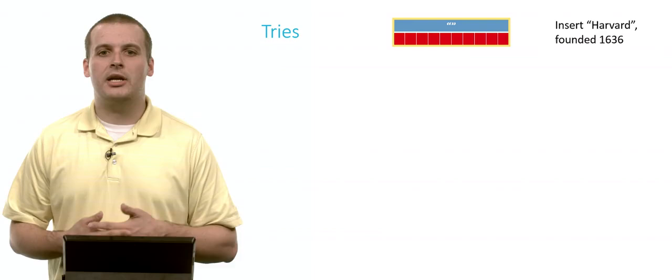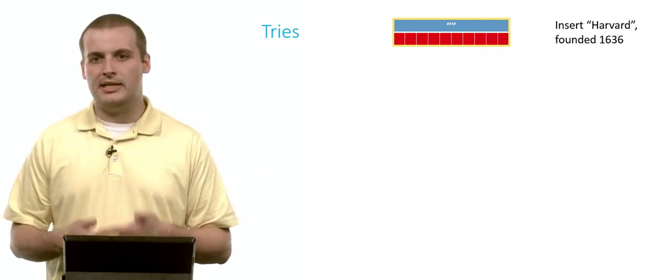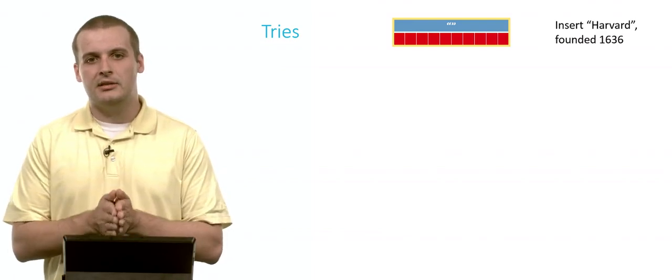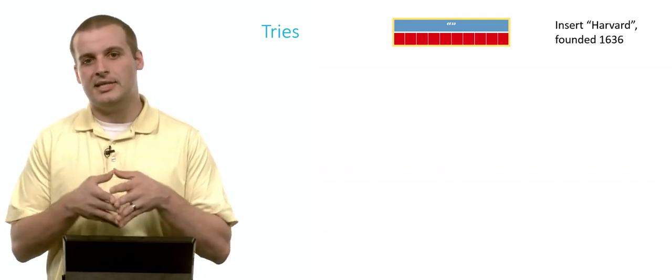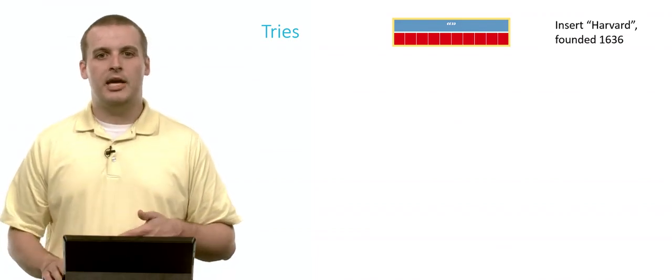Let's insert the string Harvard. Let's insert the University Harvard into this trie, which was founded in the year 1636. We want to use the key 1636 to tell us where we're going to store Harvard in the trie. Now, how might we do that? It might look something like this.